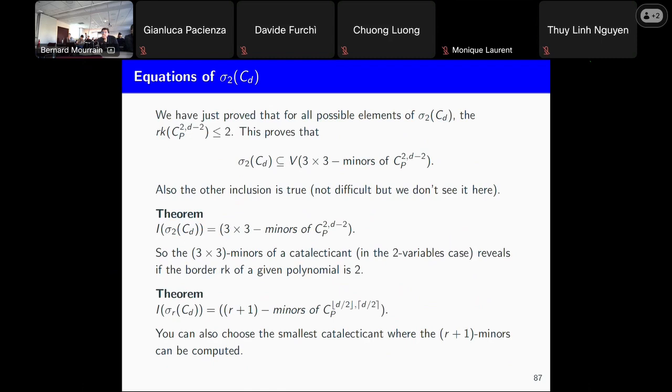You can generalize this, and you might say that the ideal of the secant variety of the rational normal curve, so again our polynomials in 2 variables only. This is generalizable, but only for this case of 2 variables. Then you may look at the r+1 minors of the most square catalecticant. So these minors tell you the border rank of your polynomial in 2 variables.